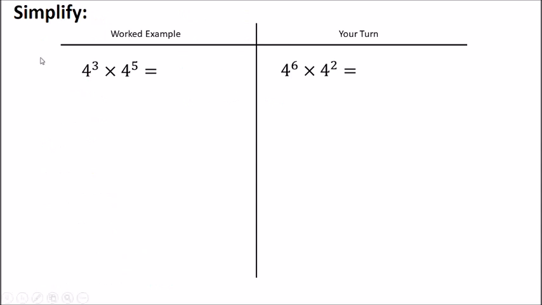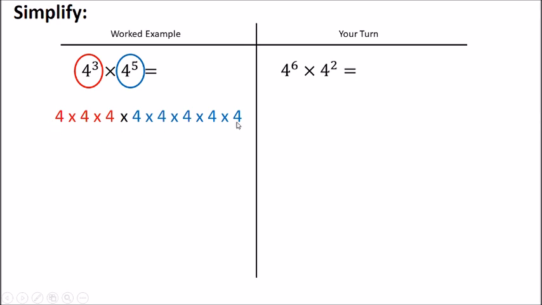Okay, so what about if they ask us to simplify indices like this? So 4 to the power of 3 multiplied by 4 to the power of 5. Well, let's take this step by step. Let's think about what this actually means. So what does 4 to the power of 3 actually mean? Well, 4 to the power of 3 means 4 times 4 times 4. And then we're multiplying it by 4 to the power of 5. So we're timesing it by 4 times 4 times 4 times 4 times 4.